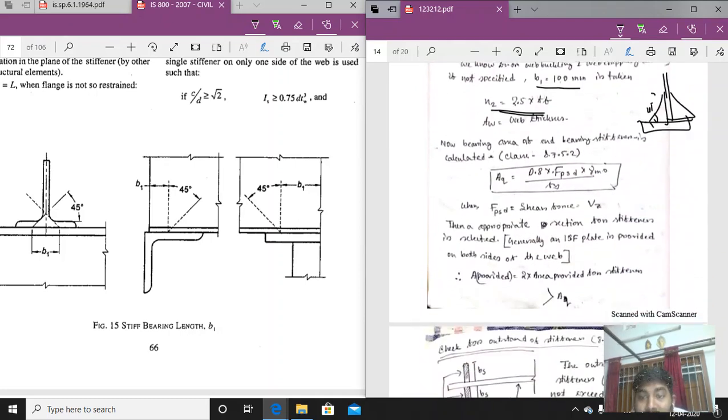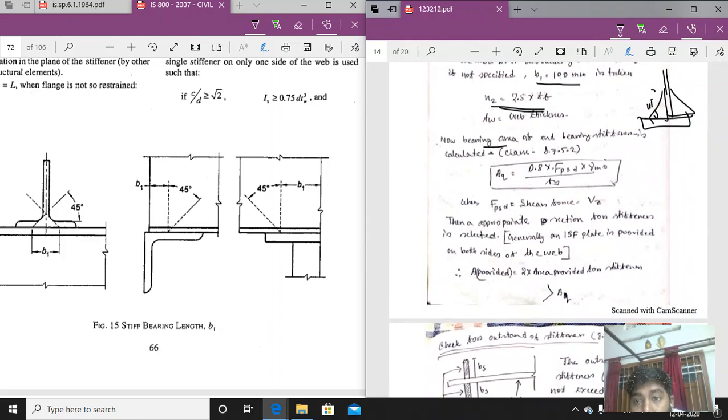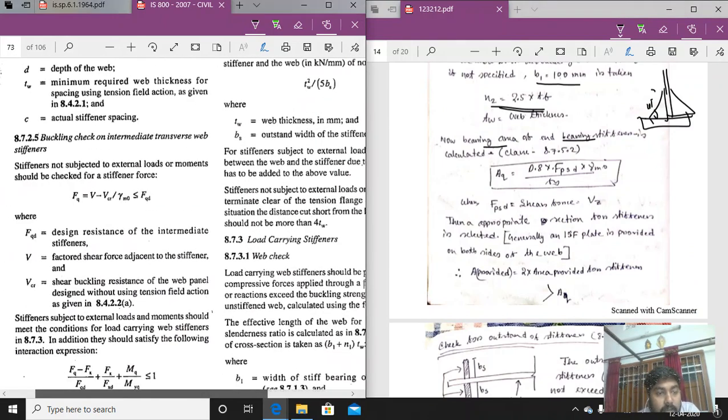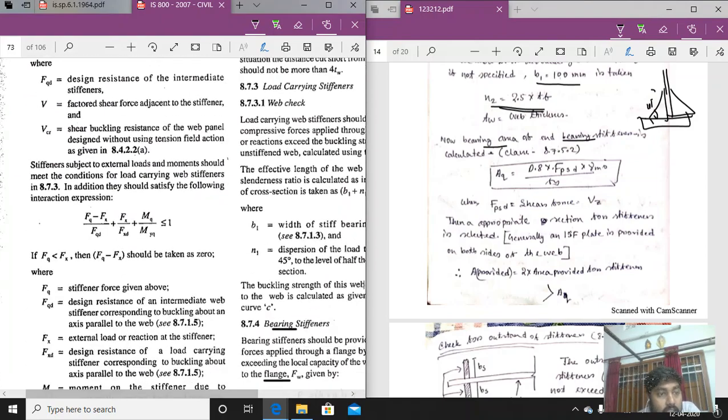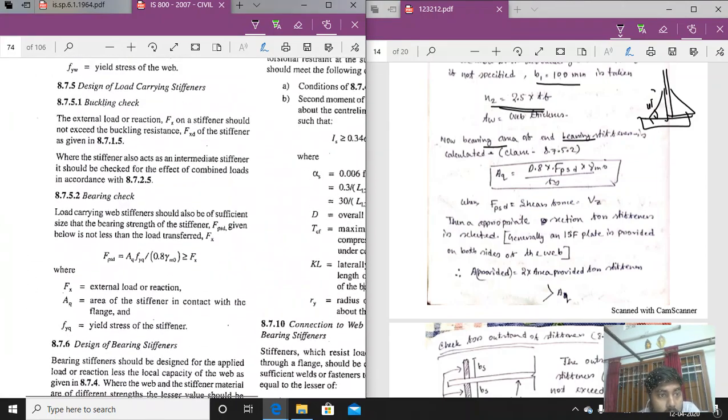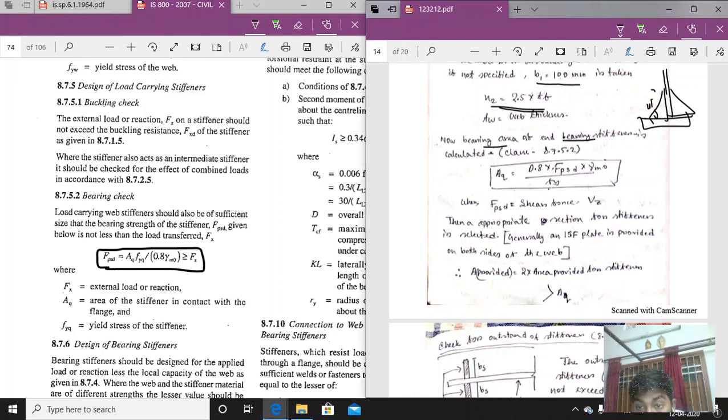How to design that? The area required for the web bearing stiffener is calculated from clause number 8.7.5.2. Let us come to the code. This is the formula for the bearing stiffener. Aq, we need the bearing area. So bearing area is equal to 0.5 into Fpsd by gamma M0 by fy, where Fpsd is the design shear force that we have calculated.